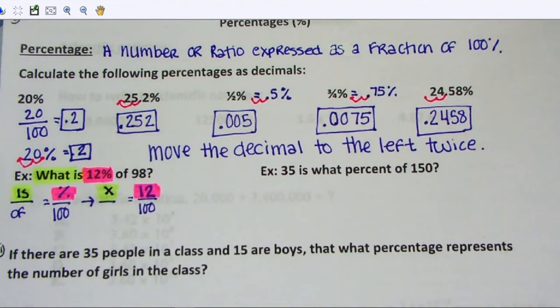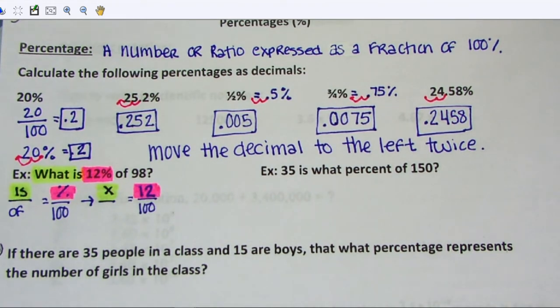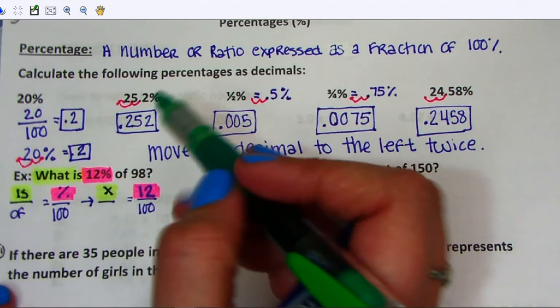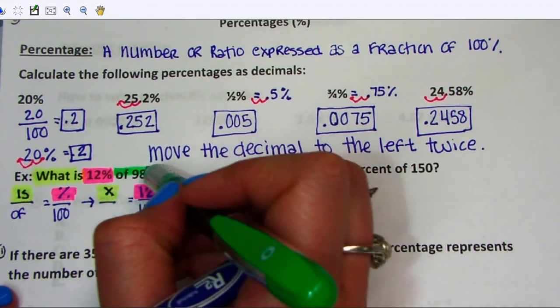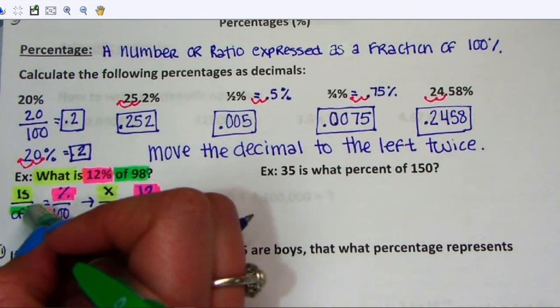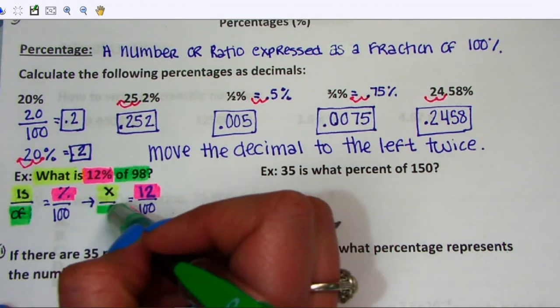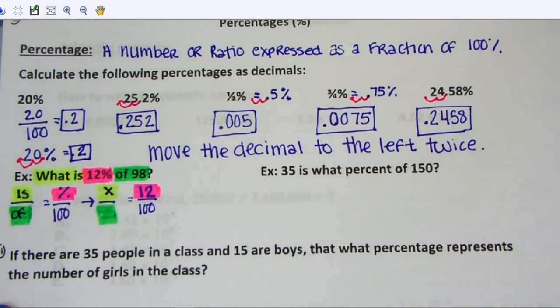I'm not going to put percent in there because since the fraction is over 100, we automatically know that it's a percentage. The of portion is the word after of. So it says of 98. Where we see the word of, we're going to replace it with 98.